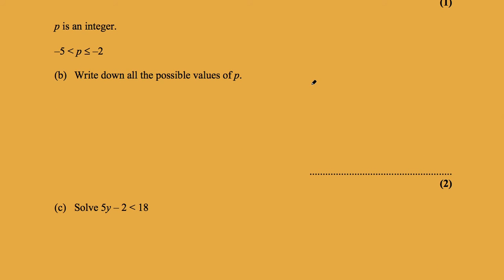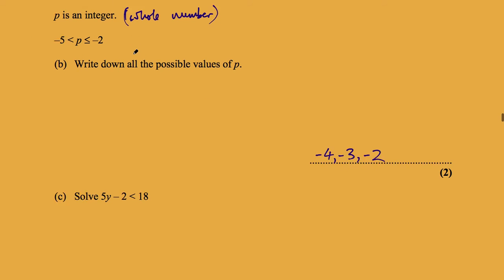P is an integer, whole number. Minus 5 is less than p, which is less than or equal to minus 2. Write down all the possible values of p. P can't be minus 5 itself, but it can be the next number up, which is minus 4, minus 3, minus 2. Only 3 possible numbers that p can be if p is a whole number.